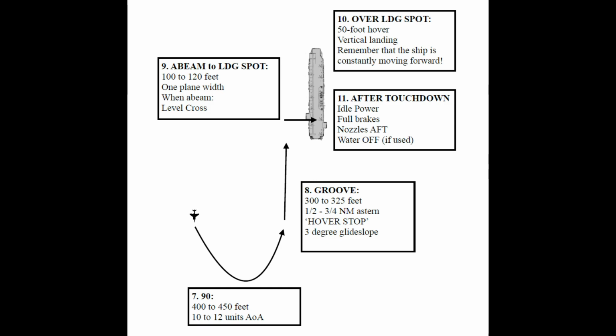Once we're abeam our landing spot, we need to be 100 to 120 feet off the sea, and we need to be 1 plane width away from the deck. When abeam, we can perform our level cross. Once above the deck and over our landing spot, we need to perform a 50-foot hover, and then we can perform the landing. Remember that the ship is constantly moving forward, so we need to match the speed of the ship, as well as trying to create a hover, which can be very disorientating if you're not used to it.